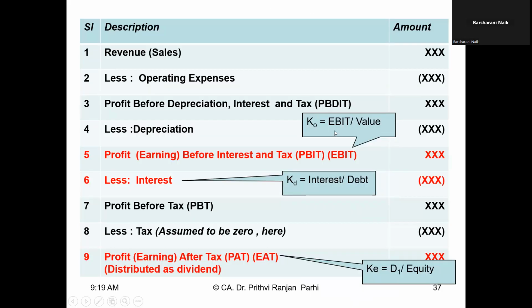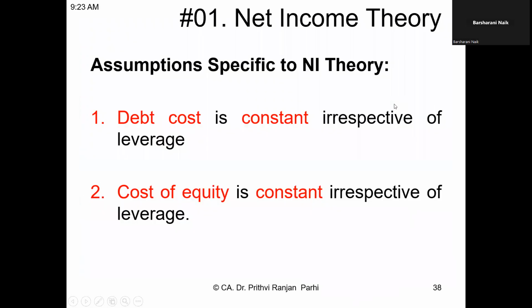And the overall cost, KO, is EBIT by value, because this is EBIT. The entire EBIT money is distributed to the debt holders as well as shareholders. So KO is equal to EBIT by value. So we have already seen the common assumptions to all the four theories.